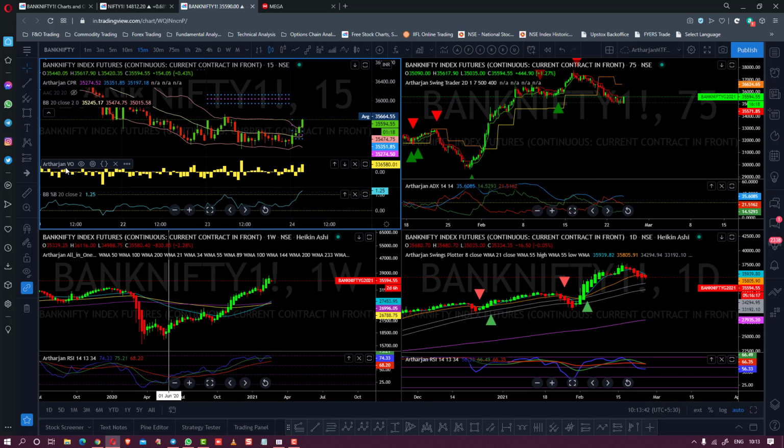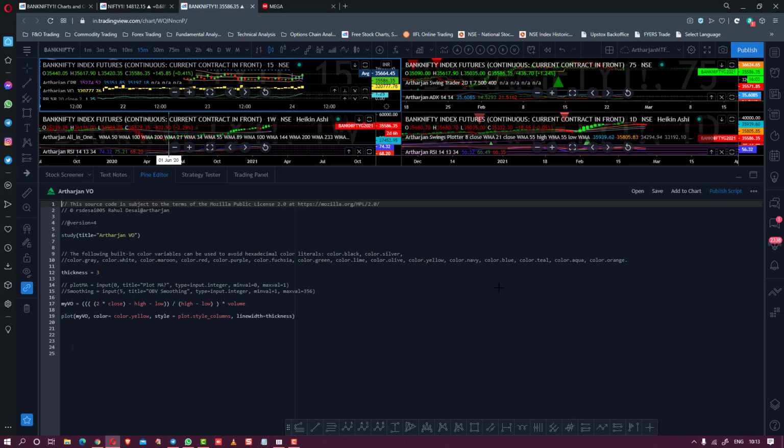Another indicator I have used is the Artharjan volume oscillator. This volume oscillator I have created on my own, and I can show you the code. Just a moment. With this oscillator I try to see where the price is in comparison to the volume. I take the closing price multiplied by 2, subtract the high and low, which is the total range of the candle, from it, and divide by the total range.